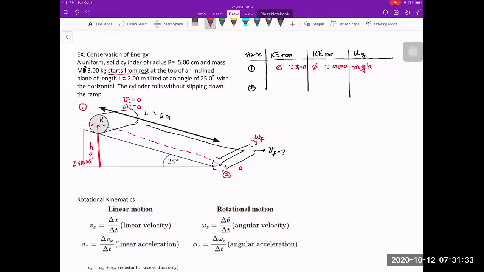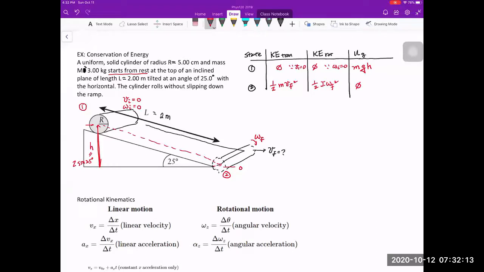And then let's look at the second state. At the second state, it's going to have a velocity, and I don't know what the velocity is. Actually, that is the thing that we try to find out. What about rotation? It certainly is also going to rotate, and this will be not the m, but the I times omega squared. Is there any potential energy? No, because we set the bottom to be the reference point, so there's 0 potential energy.